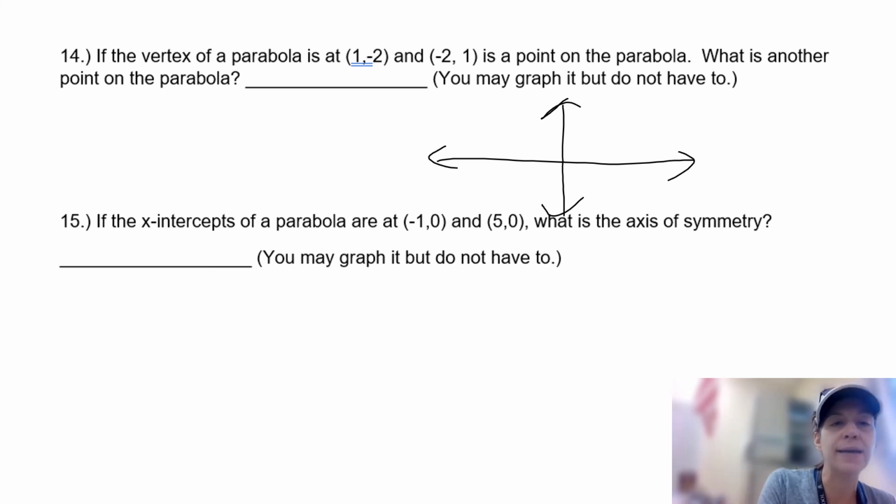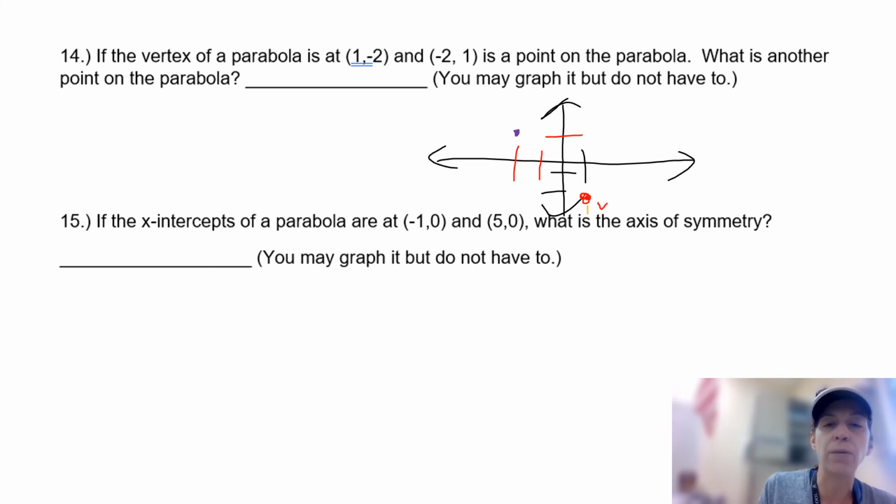So the vertex is at (1, -2). So make sure that you are plotting that correctly. That means you go 1 to the right and 2 down. And I'm going to label that V for vertex. And then one of the other points is (-2, 1). And so we go left 1, 2, and then up 1. And it just says, what is another point that you know has to be on this parabola?